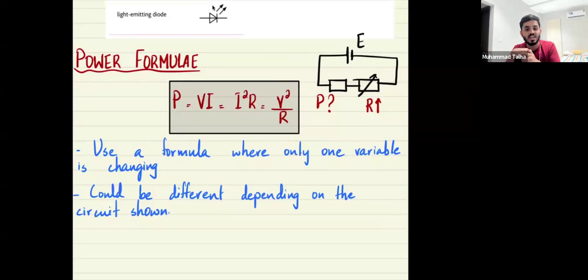No, Aisha, here resistance is changing. Resistance is changing, right? So it won't be the same anymore. We're talking about the impact on the power dissipated by the fixed resistor because of this increase in resistance of the rheostat. Yes, the current would change in that case.